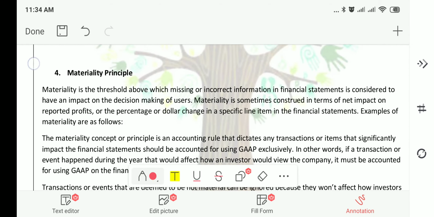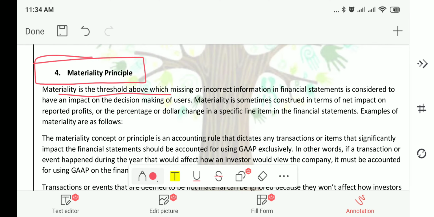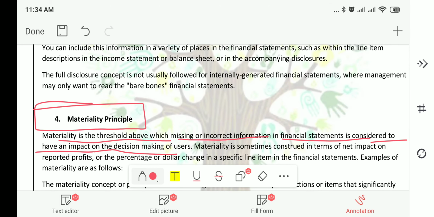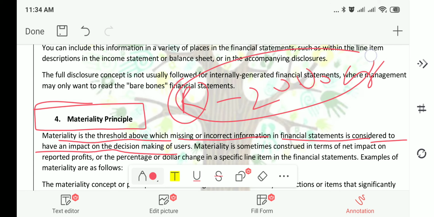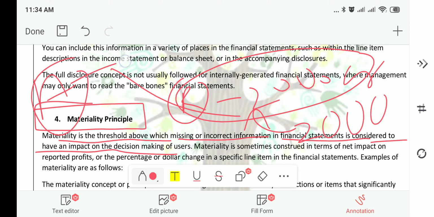Next, the fourth important principle is materiality principle. Materiality is the threshold above which missing or incorrect information in financial statement is considered to have an impact on the decision making of users, right? As we explained above, Reliance, whose net worth is 4,000 crore, for whom 2,000 rupees doesn't matter, and if they didn't mention it in the accounting book, then also it does not impact the decision makers.